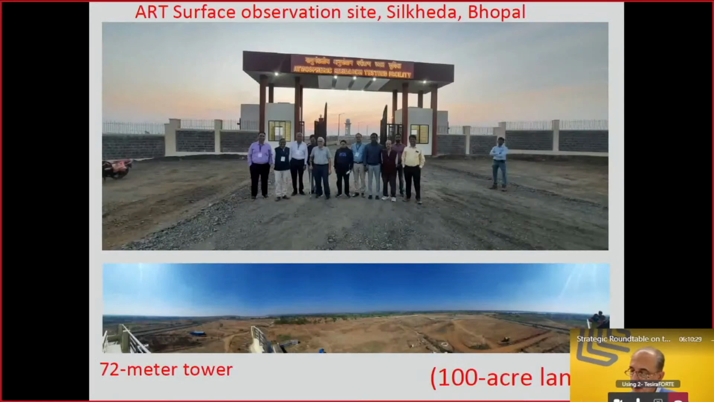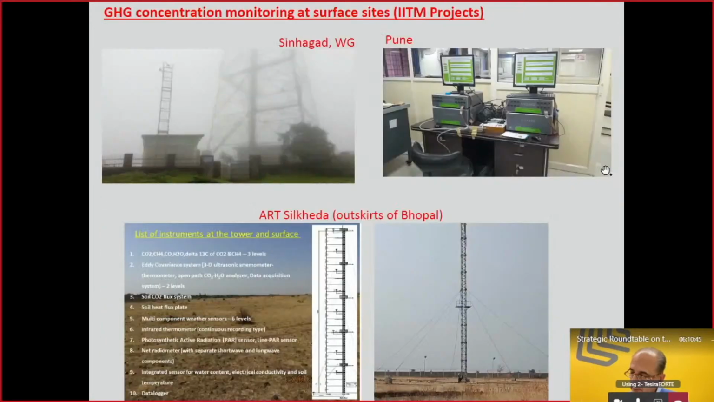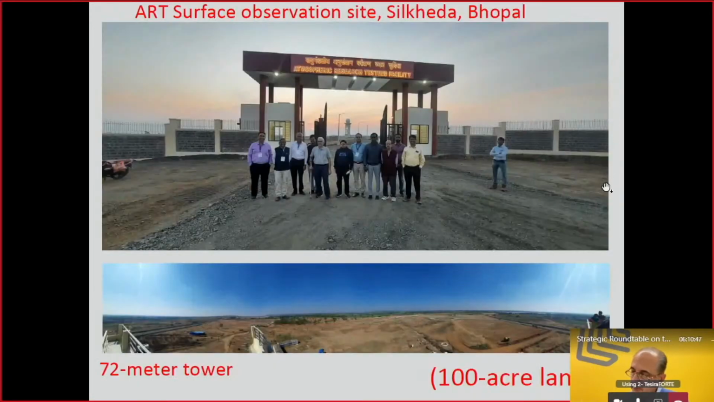Next. So this is a recent visit to the site. You can see the top picture, the Director of IITM visited there, and it's a very huge setup, 100 acres. And in the bottom picture, you can see this picture is taken from the radar building. It's a completely open fetch, 72 meter tower and 100 acres of land. So this is the site now. Now it's in place and it is running. So maybe in the next few years we'll have very valuable data from here.